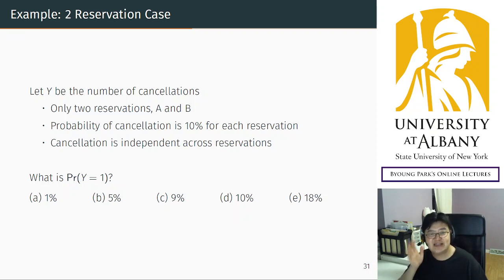And I said there is a trick. The answer is actually not the same. Then think about what is different. Why it cannot be 9%. Think about that. Okay, I'll show you the answer.